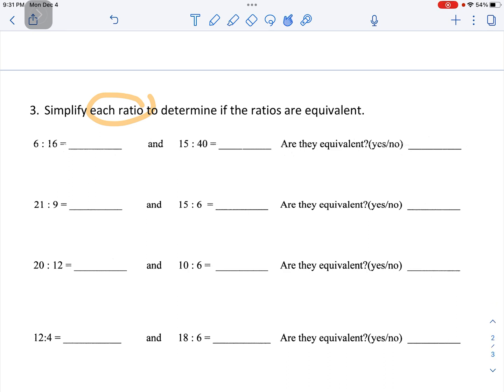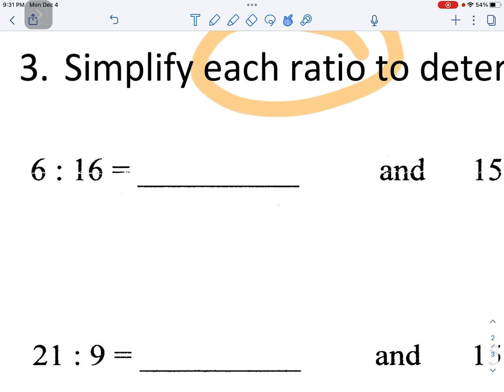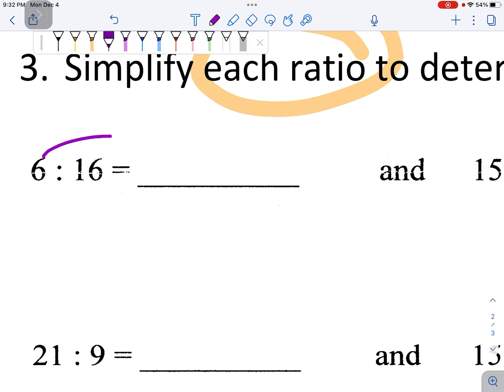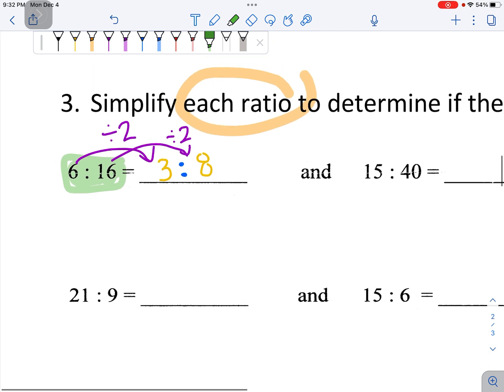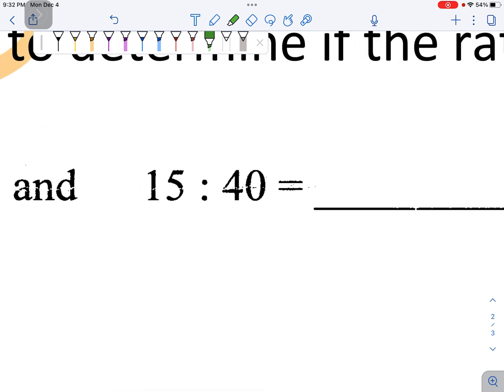All right, so here's what this means. 6 and 16 are pretty big numbers. We can make them smaller by dividing them both by the same number. So I'm going to divide 6 by 2. That's going to leave me 3, which by the way is prime. And then a colon. And then 16 divided by 2 is 8. I want to know if 6 to 16, this original ratio, is equivalent to 15 to 40.